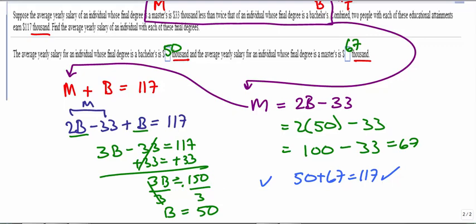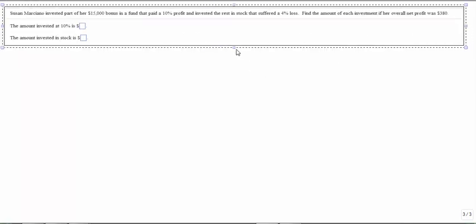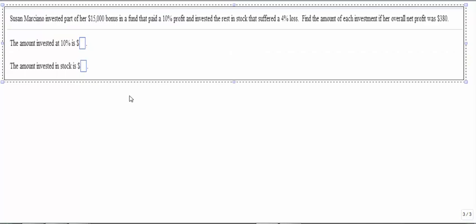Another type of problem that can cause some difficulties are the investment type problems. So I want to make sure that we run through one of those as well. So go ahead and pause and read through this question if you need to, and see if you can get a start on it on your own. If not, you can follow along with my example as well.